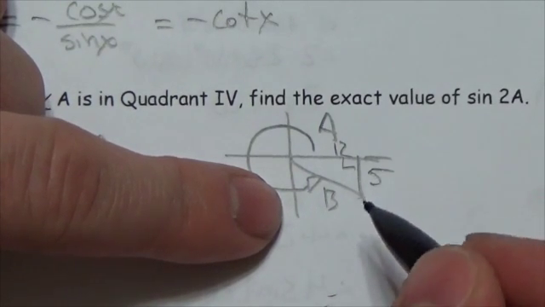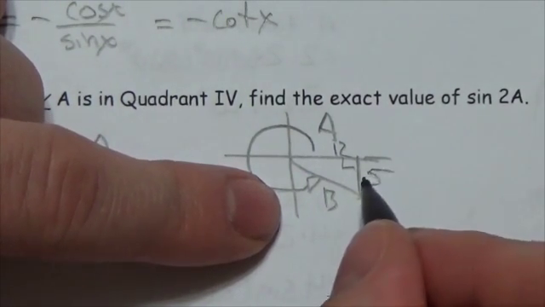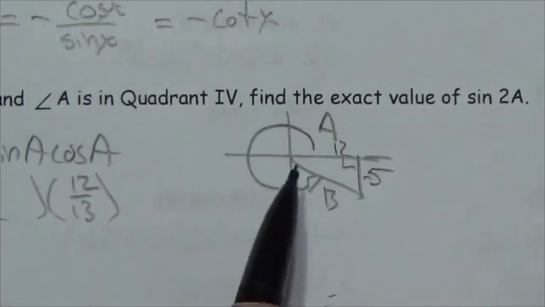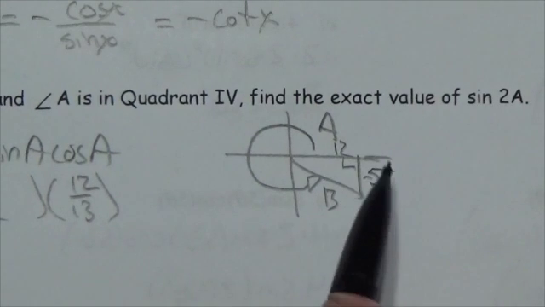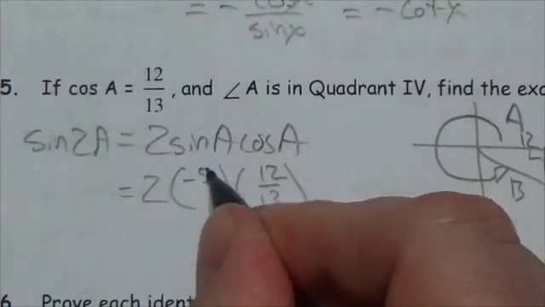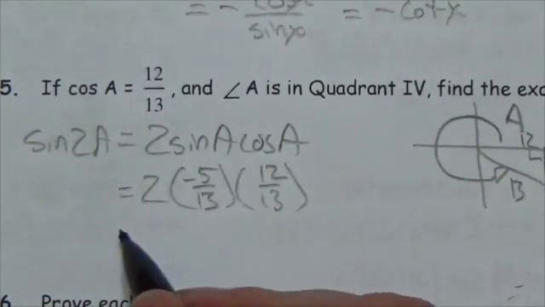Now, more than this, though, because it's in the fourth quadrant, I know that this is also going to be negative 5. So now think about this. The sine of this angle is going to be the y-coordinate over the r, or the radius, so negative 5 over 13. So negative 5 over 13.